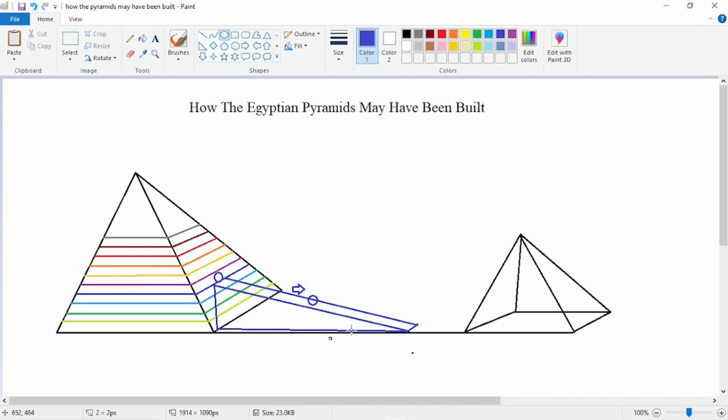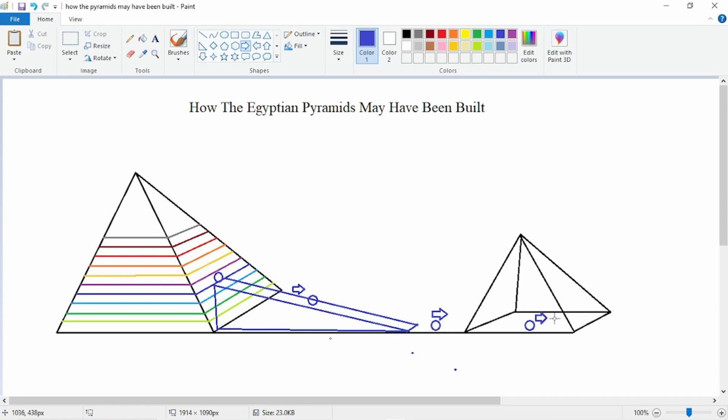So coming down the ramp, it gets all the way down here, and then once it hits the level ground, it rolls over here. You'd probably have to get the guys on it and push it, but it would roll all the way into here, and they'd push it to wherever they needed it.